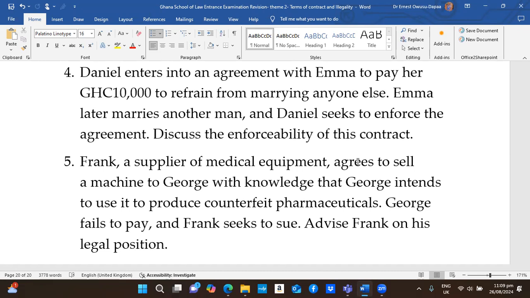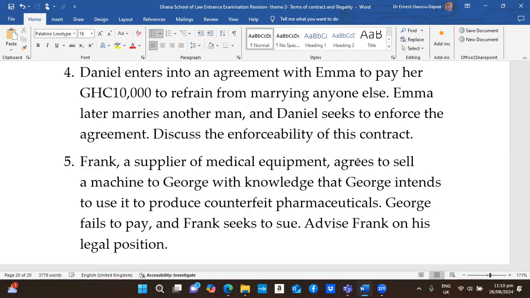What is the issue? Okay, Your Lordship, please. Whether or not Ima's contract with Daniel not to marry anyone else will or can be enforced in the court of law. Okay, all right, that's a good attempt. The other person, just a second. Yes, you can talk.